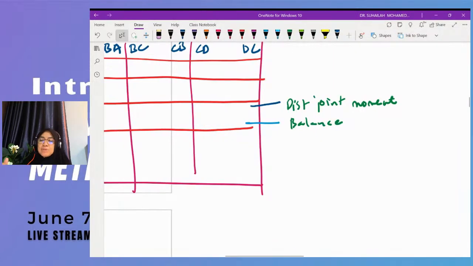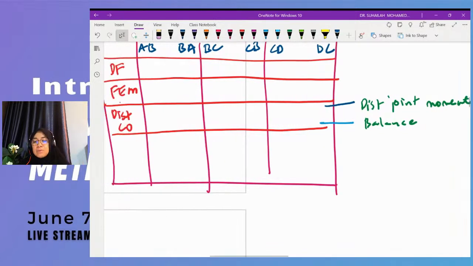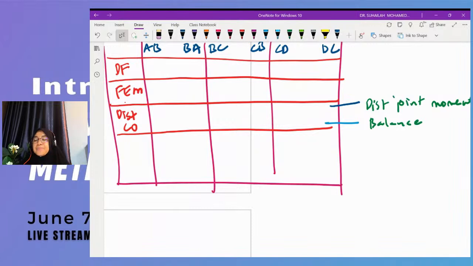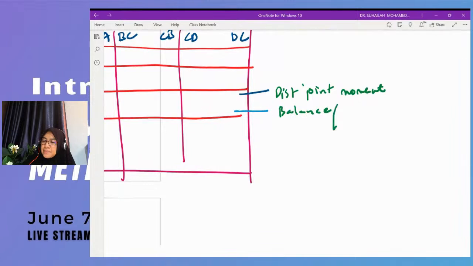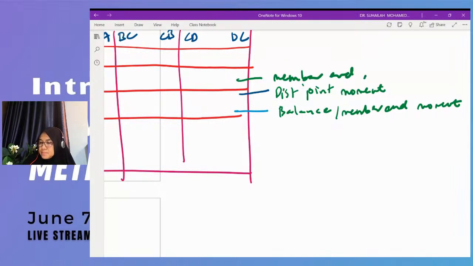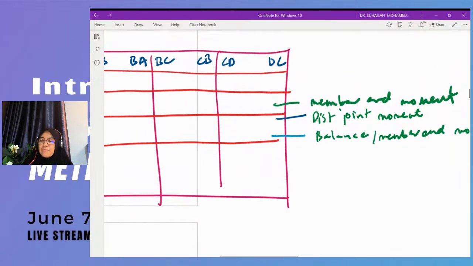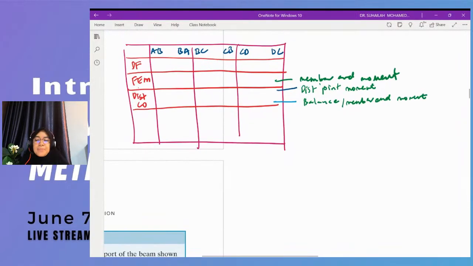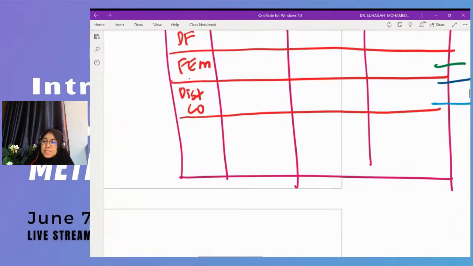We distribute joint moment using the previous value, the upper value in the table. Here is the member and moment. This one also member and moment. The first member and moment in the table comes from the fixed end moment. So we will repeat the process.